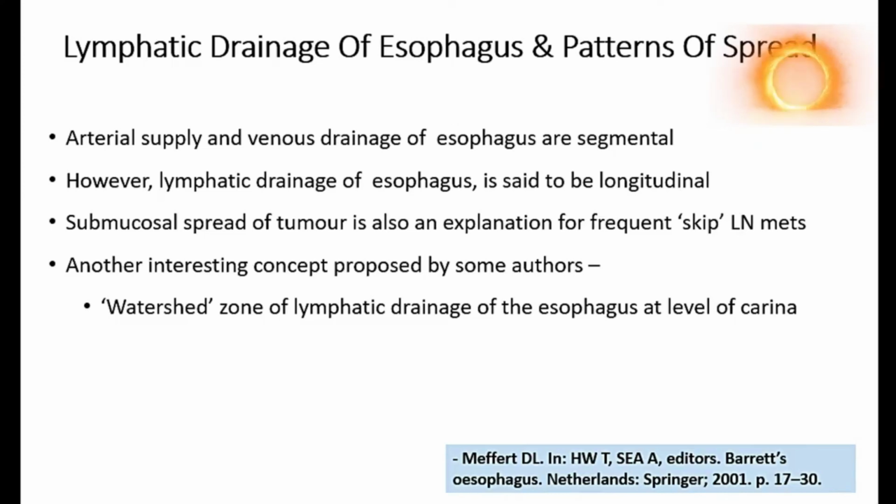The arterial supply and venous drainage of the esophagus are segmental. However, lymphatic drainage of the esophagus is said to be longitudinal. Submucosal spread of tumor is also an explanation for frequent skipped lymph node metastasis. The lymphatic spread in the esophagus is continuous from neck to abdomen, and it's a common channel. Another interesting concept proposed by some authors is a watershed zone of lymphatic drainage of the esophagus at the level of the carina.